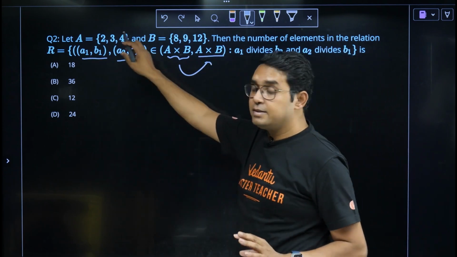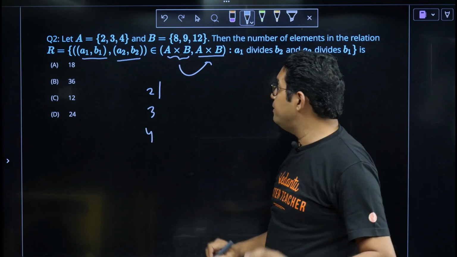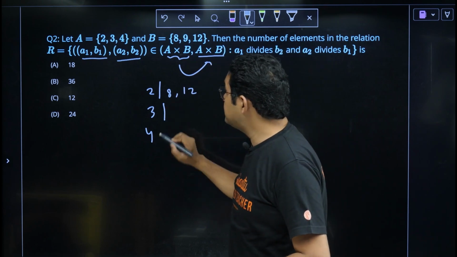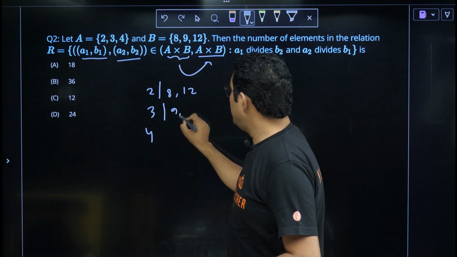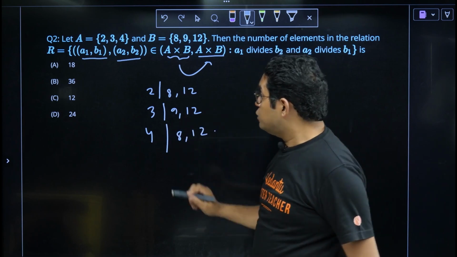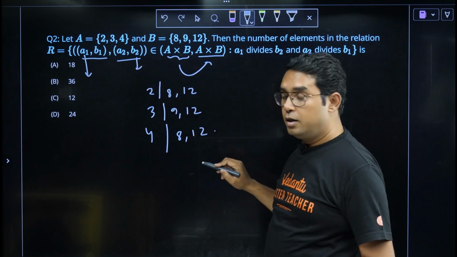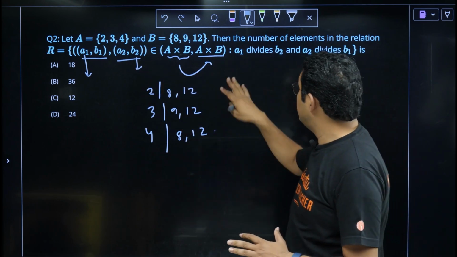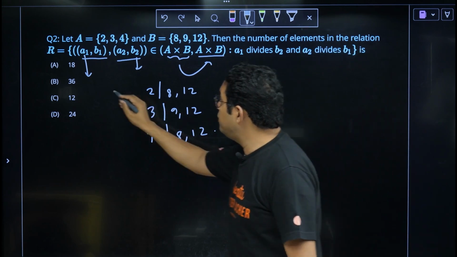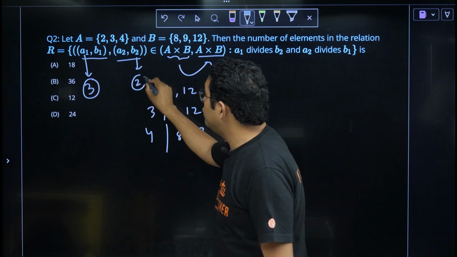Now please see, in this set A, every element, whether it is 2 or 3 or 4, is dividing exactly 2 elements. Like 2 is dividing 8 and 12 in the set B. Similarly, 3 is dividing the elements 9 and 12 in B, and 4 is also dividing 8 and 12 in set B. Okay, so this A1 will be from set A and this B2 will be from set B. If we want to select them such that the condition that A1 divides B2 is satisfied, then I can take A1 in 3 ways. But for every A1, my B2 can come only in 2 ways.